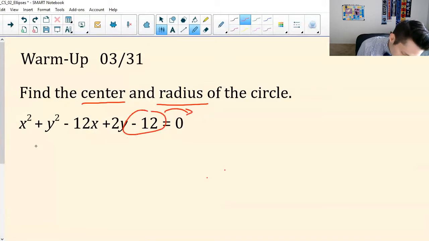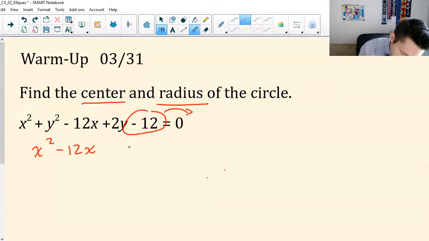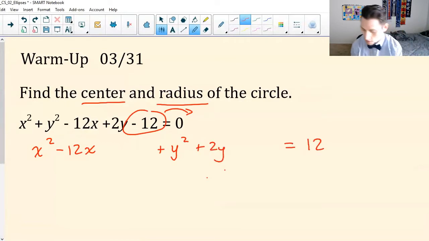First step, we're going to bring over the constants to the other side. So I'm going to add 12. I'm also going to group together my x terms and group together my y terms. So x squared minus 12x, I'll leave some space, y squared plus 2y, and leave myself some space. And then I have my 12 over on the other side.